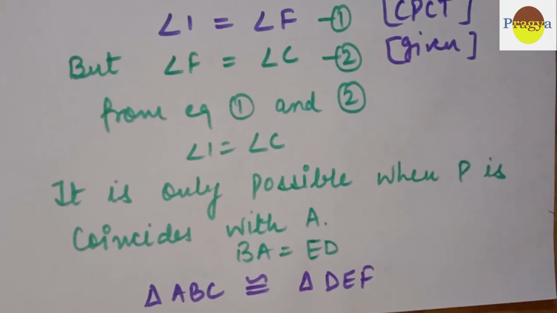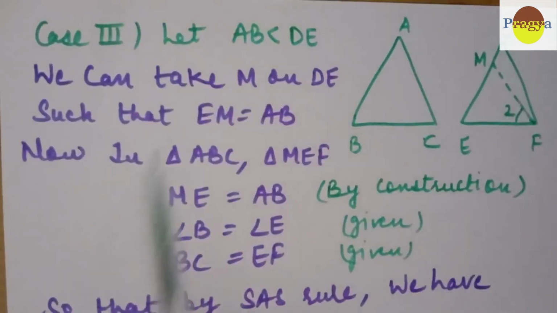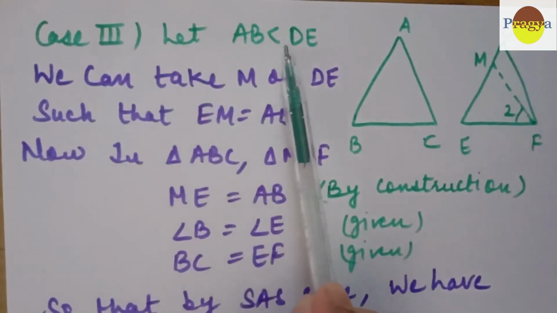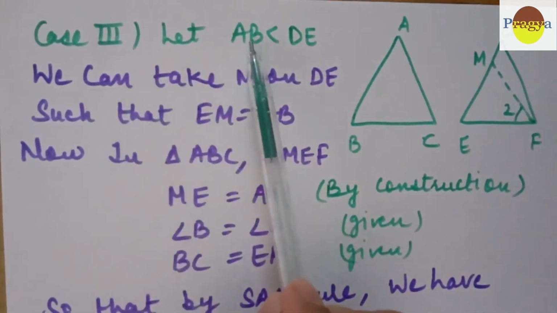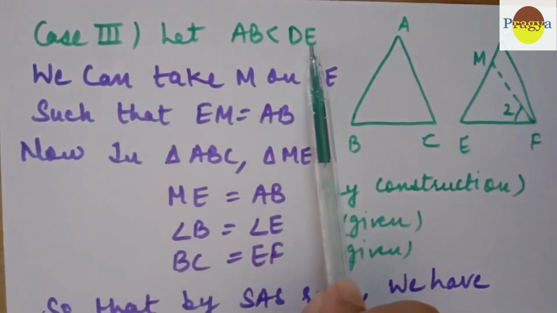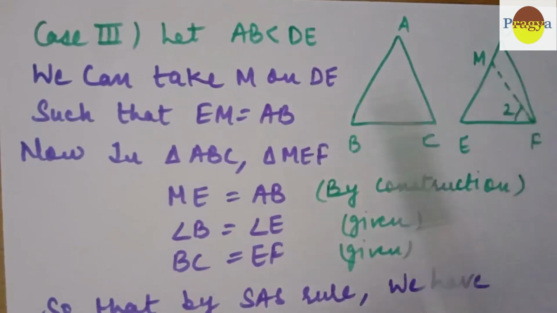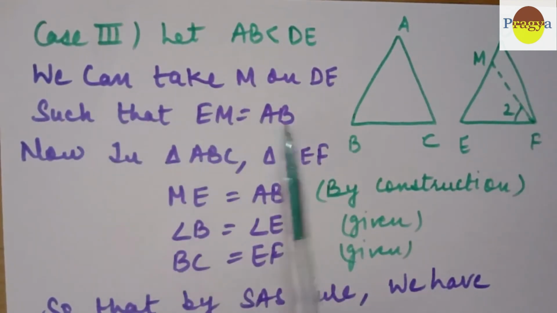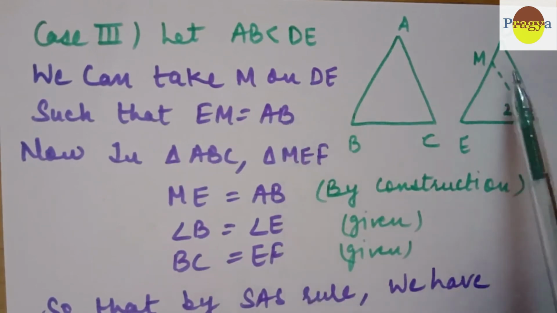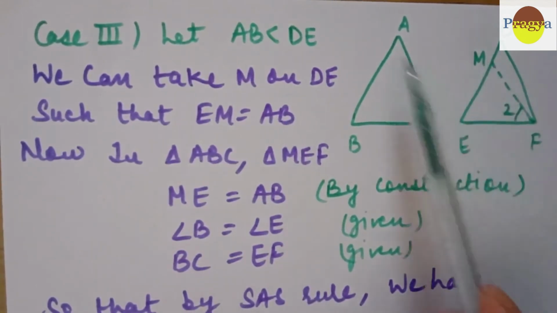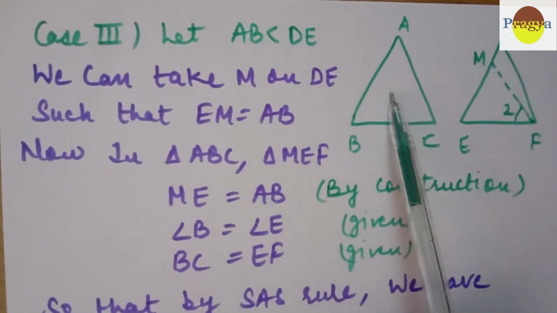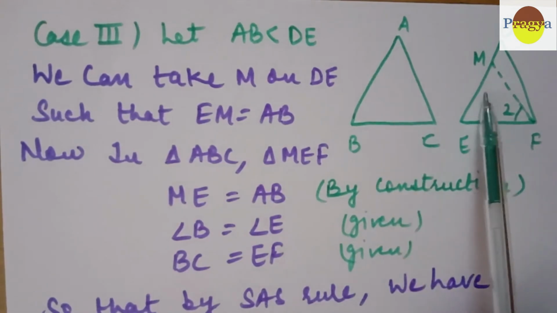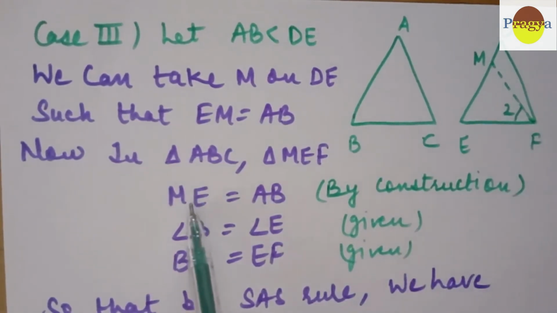Now our third case. Third case is let AB be less than DE. Now AB is less than and DE is greater. So we will mark a point on DE. We will take a point M on DE such that EM is equal to AB. This side is equal to AB. We will take these two triangles, ABC and MEF.